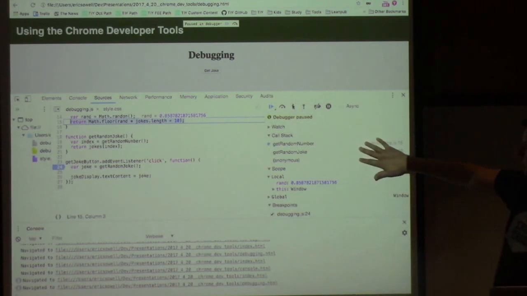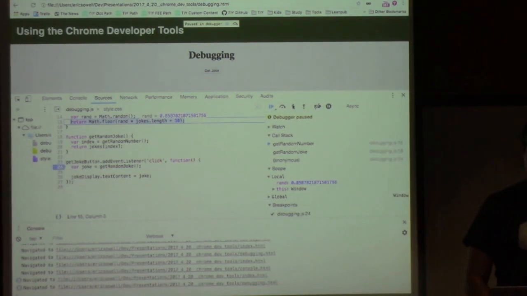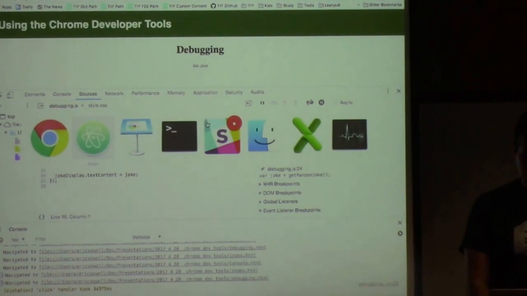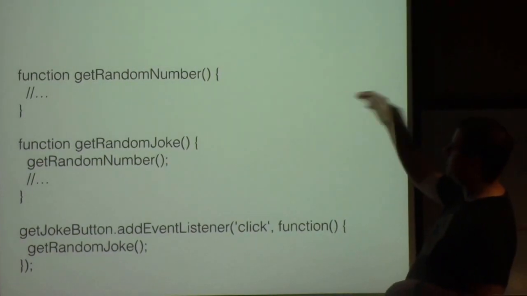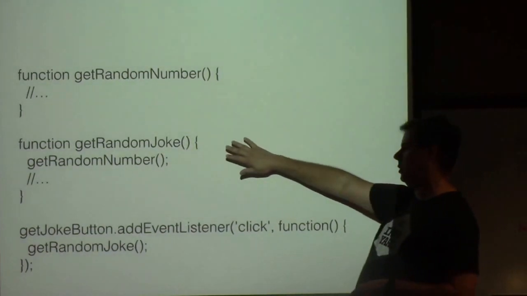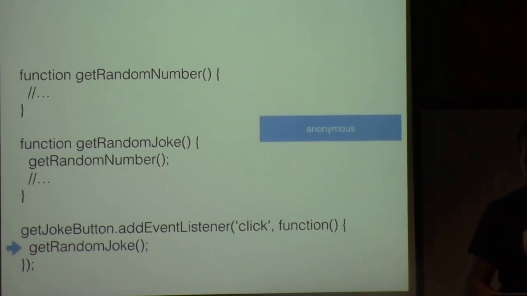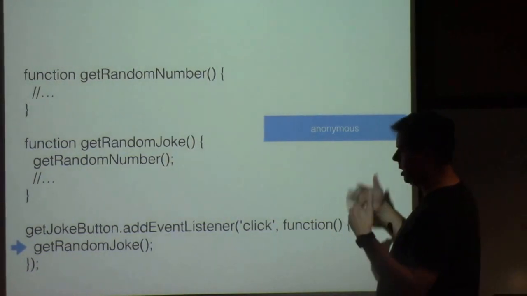Now, see this over here, this call stack? Let's talk about this basic idea. Okay? For those who are programmers, you're quite used to seeing call stacks. For those of you who are not, maybe not, so let's talk about it. Here's the same basic outline. I have a getRandomNumber function, a getRandomJoke function, and my event listener.